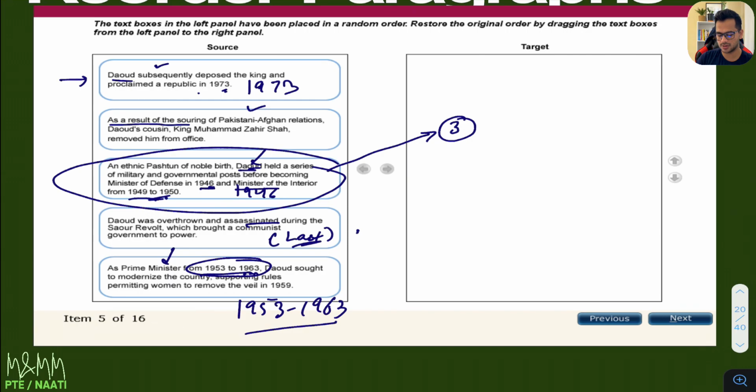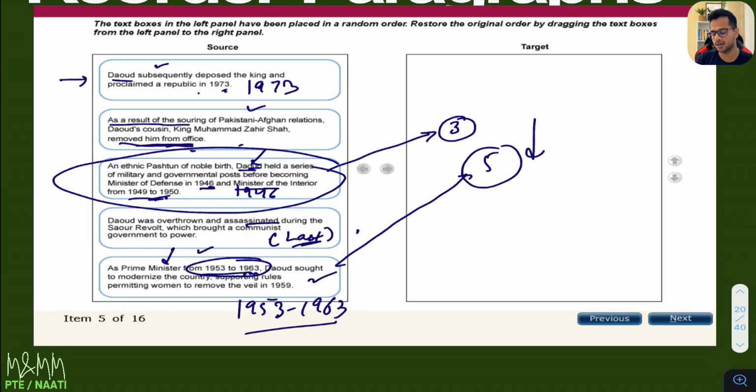As Minister of this from this, Daud sought to modernize the country, supporting rules permitting women to remove the veil in 1959. Perfect. So here they say Daud's cousin removed him from office. That means it's towards the very end. So obviously he became the Prime Minister first. Obviously then he would be removed from the office. So he has to become something first to be removed from a position. So this sentence, which is my fifth sentence, should come at the second position.